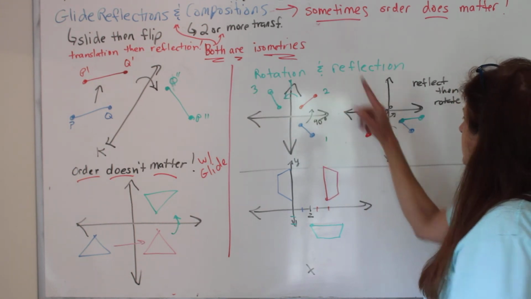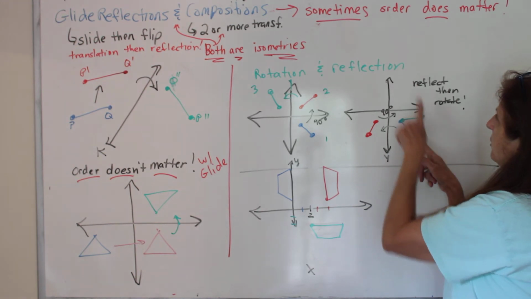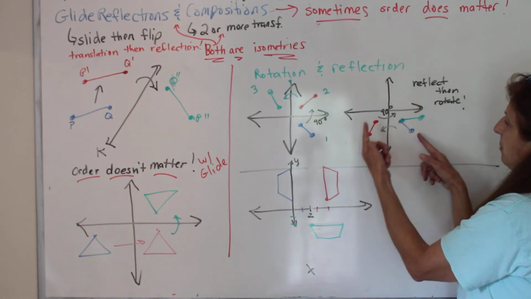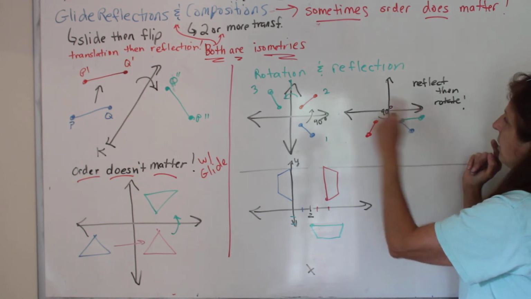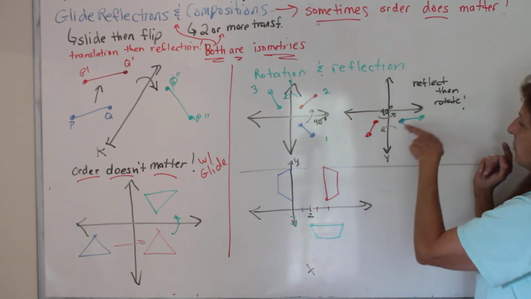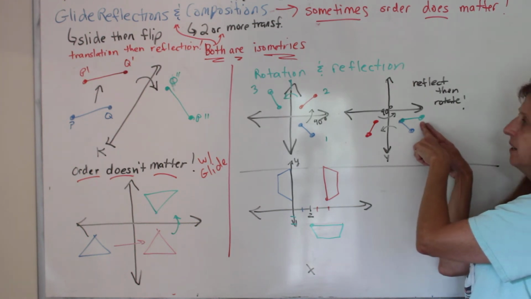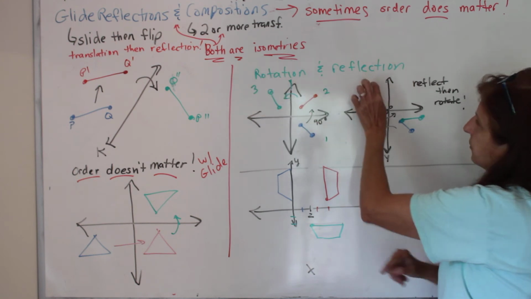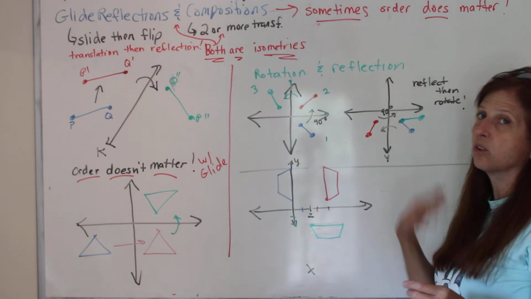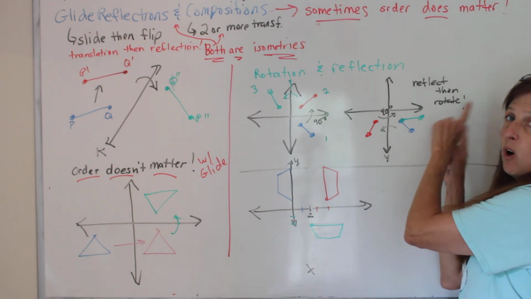Let's do it opposite. We start with the blue and we do the reflection first. We flip it over the y-axis and then we rotate it around counterclockwise, just like we did before, 90 degrees. It is completely in a different place, isn't it? Nowhere near the same. So with rotation and reflection, the order does matter. The order they tell you to do it in, you got to do it in, or you're going to end up in the wrong place.